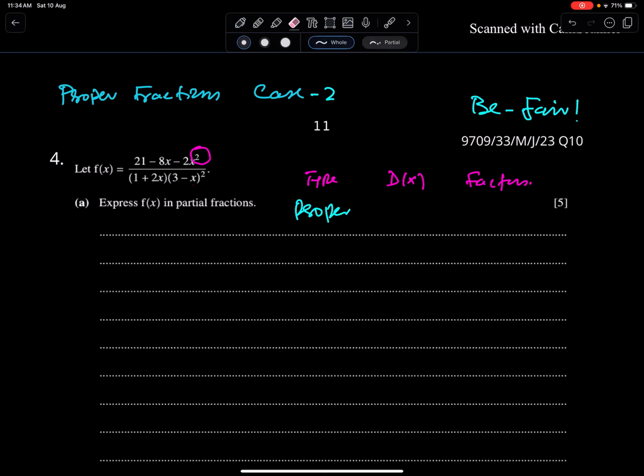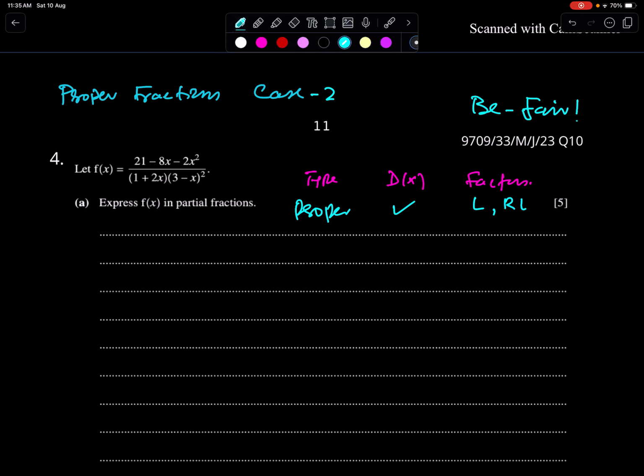Now we need to observe the denominator carefully. The factors are in their simplified form, so the denominator is fine. Now types of factors. This factor is linear and this factor is repeated linear. So we have two types of factors, linear and repeated linear.